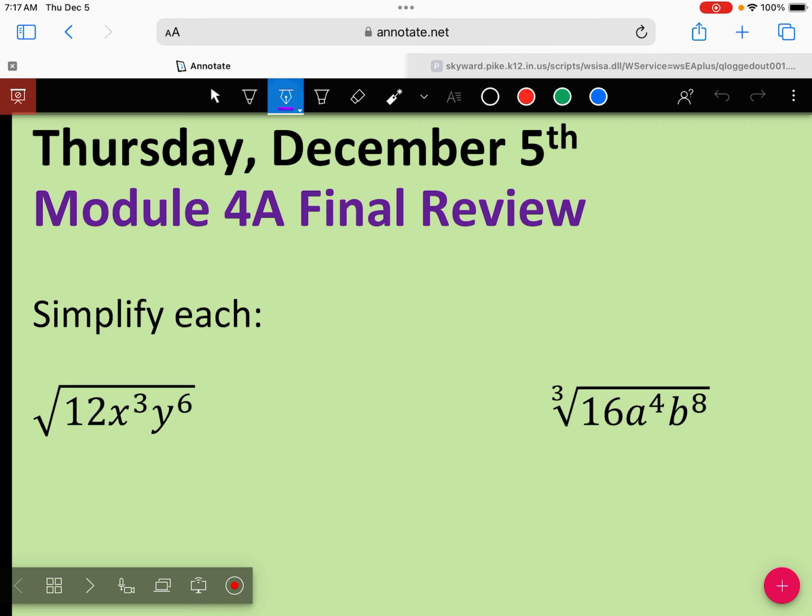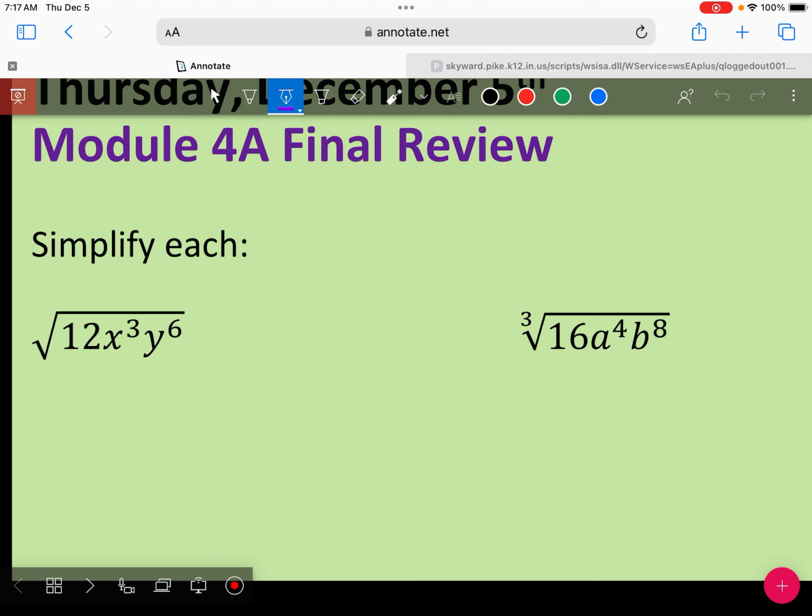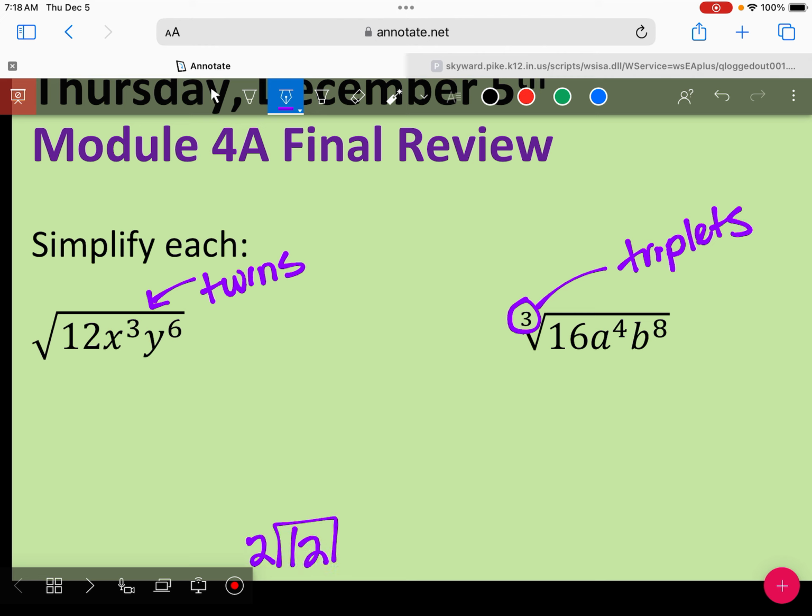For the first one, we're building our cake with a 12. And because the index is 2, we're going to look for pairs or twins. This has an index of 3, so we need triplets. All right, so let's build our cake, starting off with the 12.